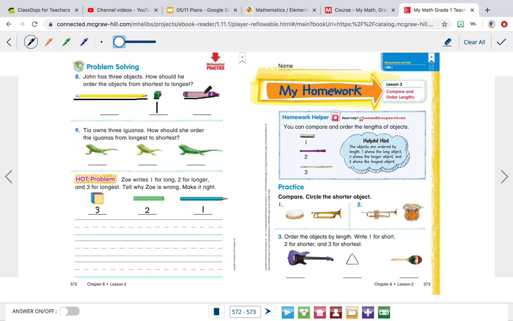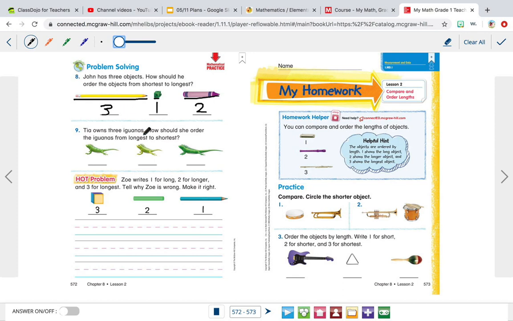Which one is the second shortest? The pencil or the crayon? I hope you're saying the crayon. And then the longest is the pencil here. So John is going to order it from shortest to longest. So shortest, short, and not short at all. This is long, okay?